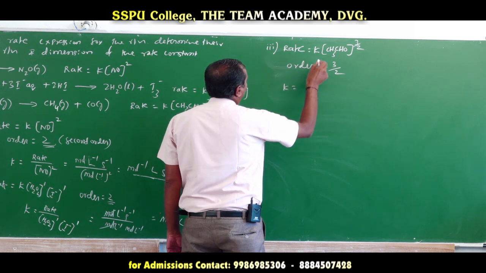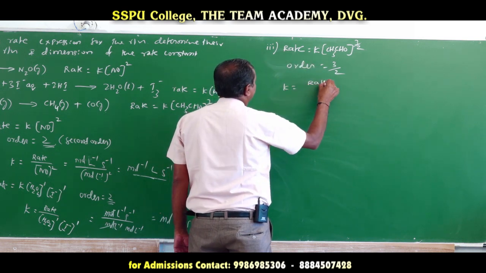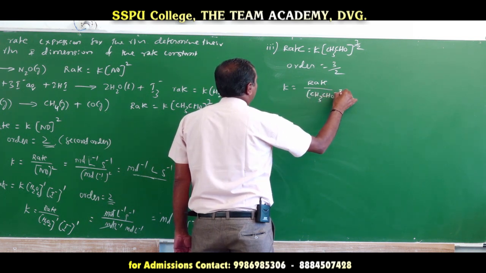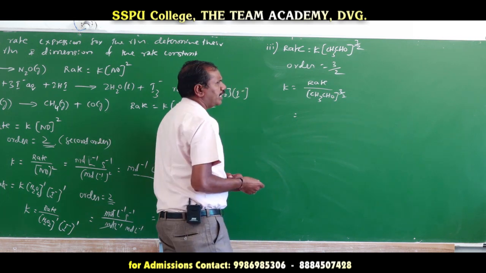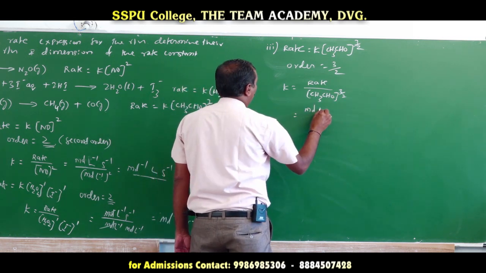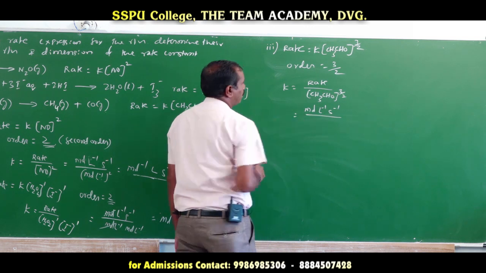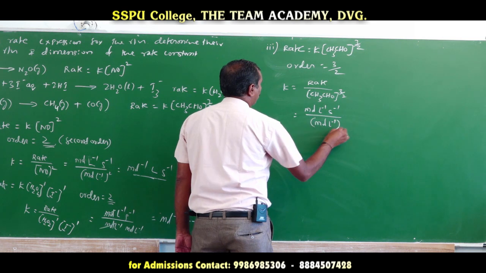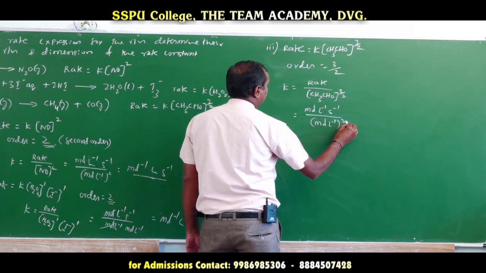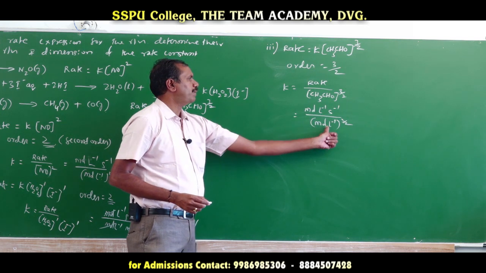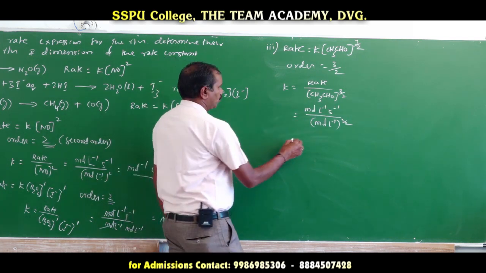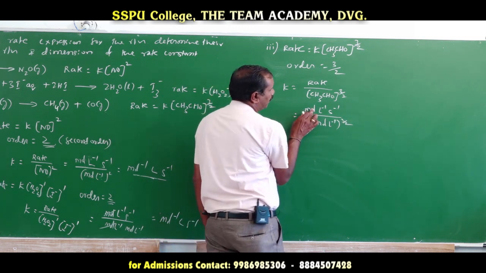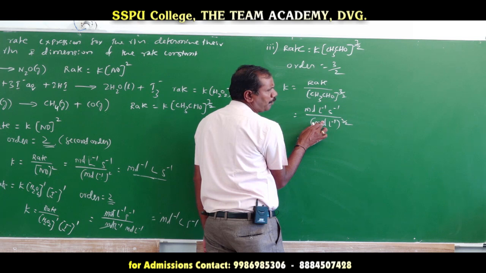Where K equals rate divided by [CH3CHO] to the power of 3 by 2. What is the unit of rate? That is mole per liter per second divided by mole per liter to the power of 3 by 2. Concentration unit is mole per liter, to the power 3 by 2. You see, 3 by 2 is nothing but 1.5. This is mole to the power of 1.5.